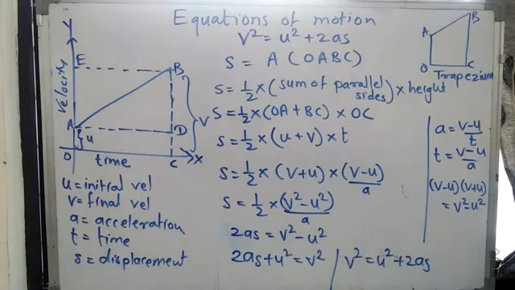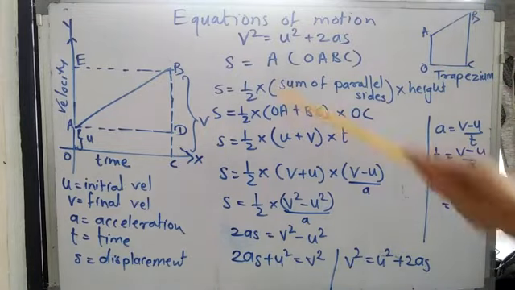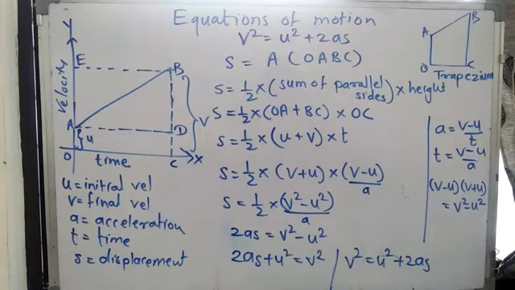See, this area of closed figure OABC is again represented here. Now this type of quadrilateral is a trapezium. Why? Because two sides are parallel and two sides are not parallel. Such a type of quadrilateral is called a trapezium. So these are the two parallel sides, and the perpendicular distance between the parallel sides is called the height or the altitude. So S means displacement or the distance. It is nothing but the area of closed figure OABC.